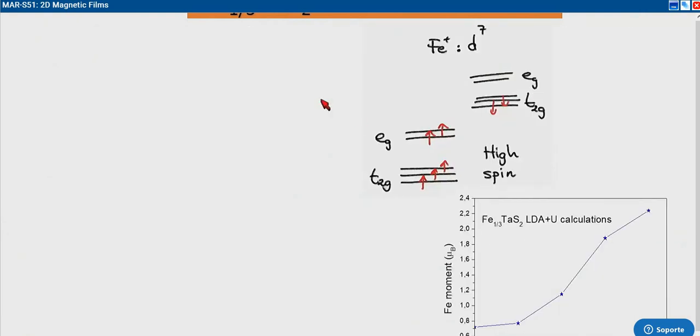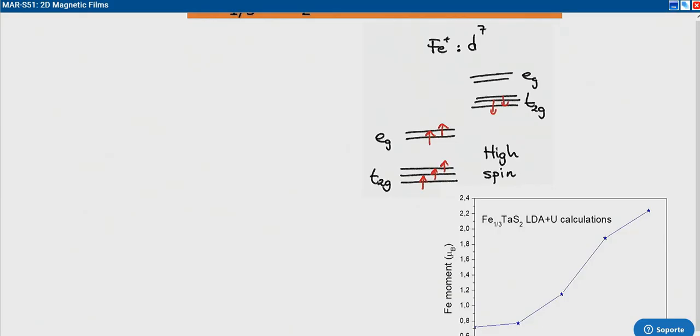Okay, so what happens if we have iron? The first thing that we notice in our calculations is that if you do a standard GGA calculation or LDA calculation, the iron moment is in a low spin state.